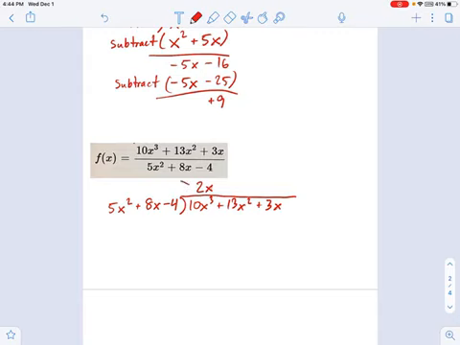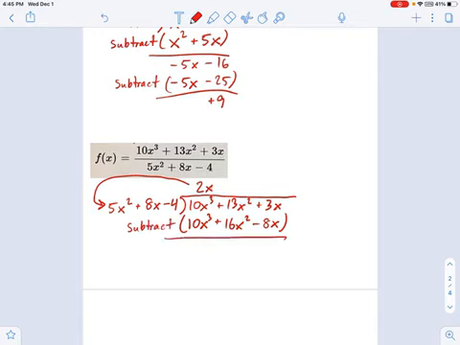And now I'm going to do the same thing as before. I'm going to multiply 2x by this big polynomial. I get 10x cubed plus 16x squared minus 8x. And I'm going to take that whole thing I just found, and I'm going to subtract it. So what do we get? Well, 10x cubed minus 10x cubed is nothing. 13x squared minus 16x squared is negative 3x squared. And then it looks like I've got minus negative 8, which is going to be positive 11x here.